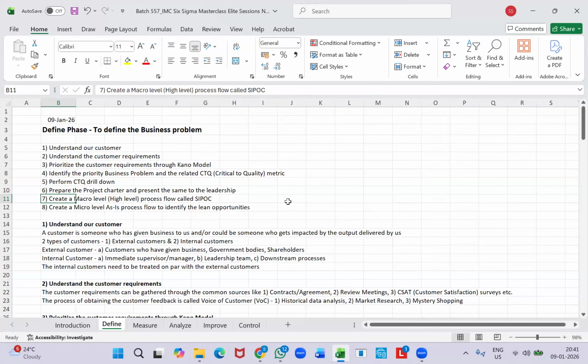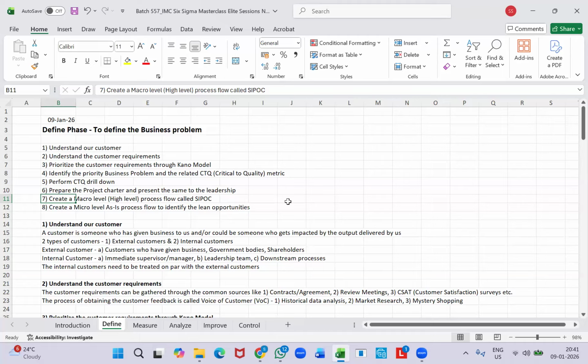So it would help us to understand what are the in-scope areas within the process that we are considering for necessary improvement, right? So once the SIPOC diagram is created, then we will also create what is called the as-is micro level process flow. And this is basically done to identify the lean opportunities existing in the process.